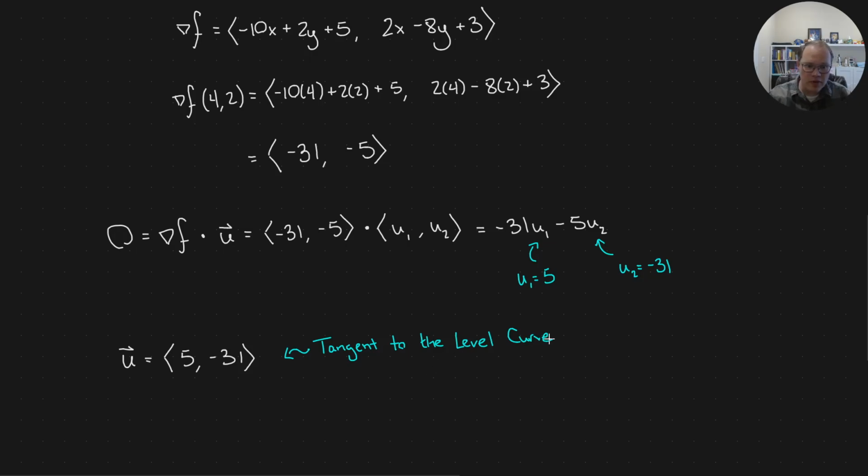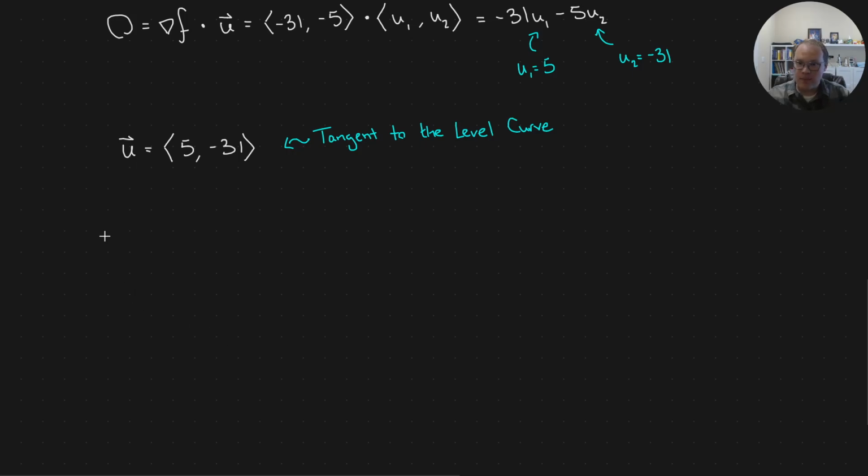We're almost done. There's just one thing we need to do. The instructions did say we wanted a unit vector, so we need to normalize this vector for our final answer. Okay? So for our final answer, we're going to normalize it so we have a unit vector tangent to the level curve. So I get (5, negative 31) divided by the square root of 5 squared plus negative 31 squared.